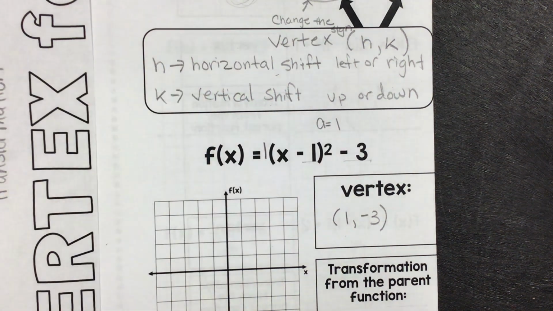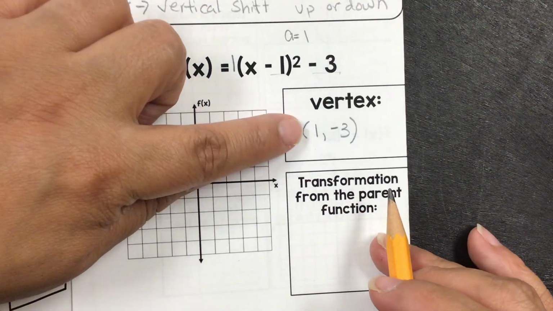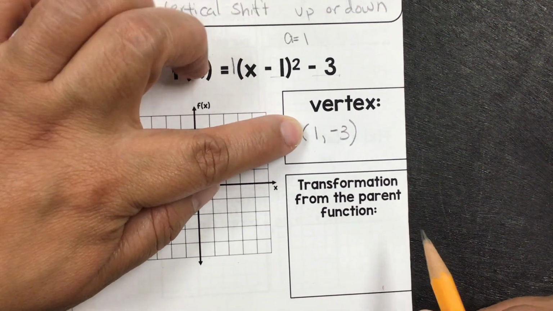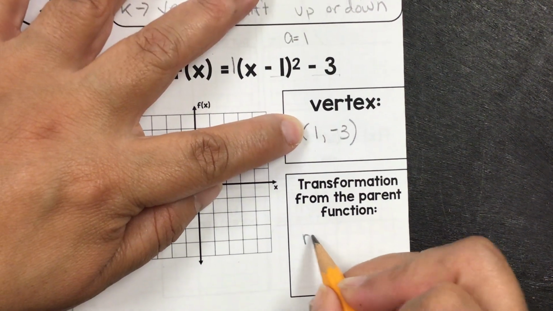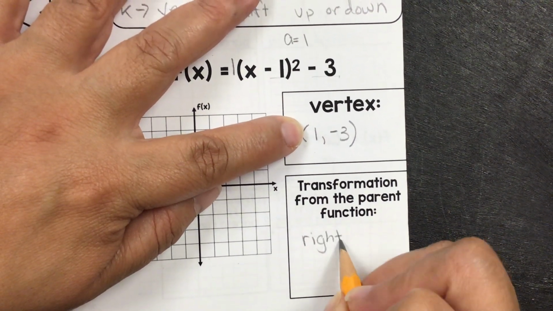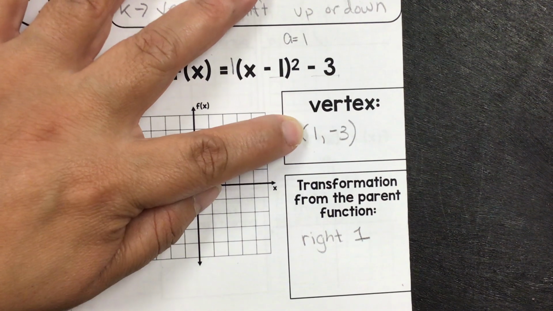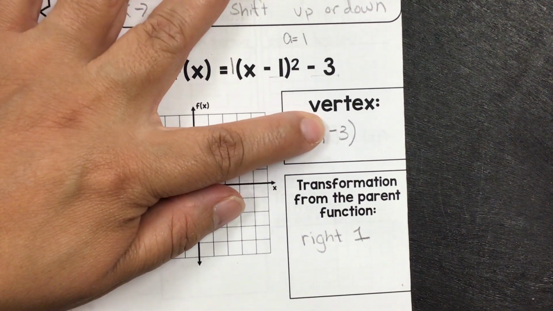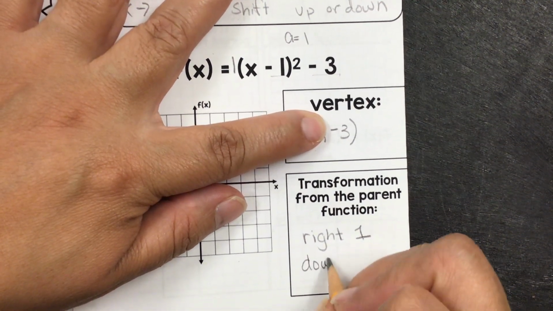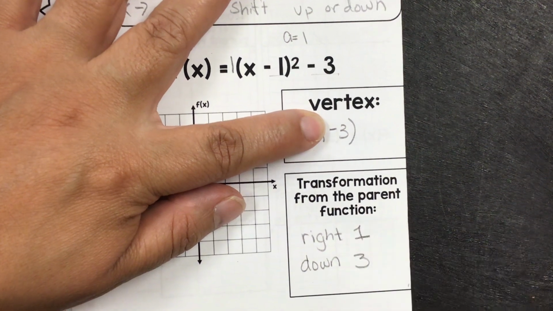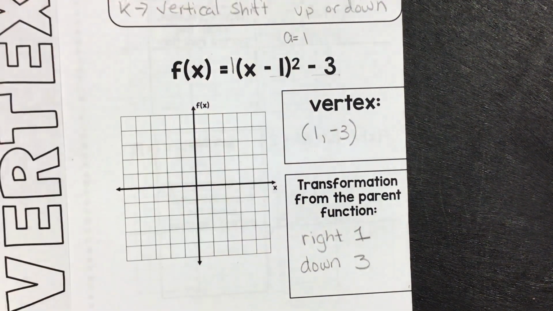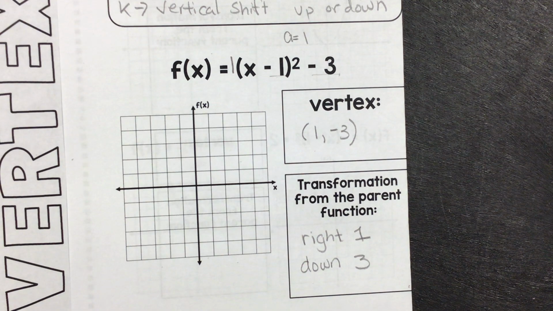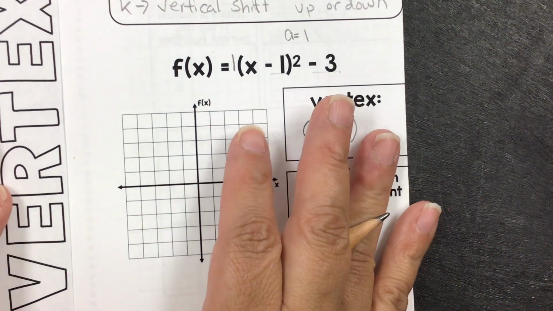Why does that matter? Remember that these two tell me the horizontal and vertical shift. This means to the right 1. And a negative 3 would mean down 3. And like I mentioned before, the more practice that we get, the better we're going to get at this. So let's open this up.